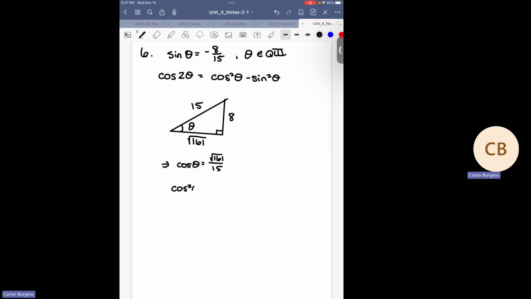And cosine squared of theta minus sine squared of theta will be the same as, you could write it this way, square root of 161 over 15 squared minus negative 8 over 15 squared, noting that this is, of course, negative because we are in quadrant 3, although ultimately for this problem it doesn't really matter because we are going to square both. And this is honestly totally fine as our answer.